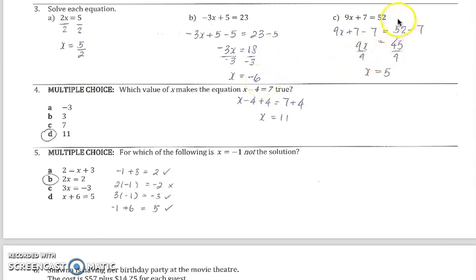C. 9x plus 7 equals 52. So which term does not belong to 9x term? The 7. So subtract 7 from both sides of the equation. You have 9x equals 52 minus 7 is 45. So now I want x, not 9x. Divide both sides of the equation by 9. So x is equal to 5.